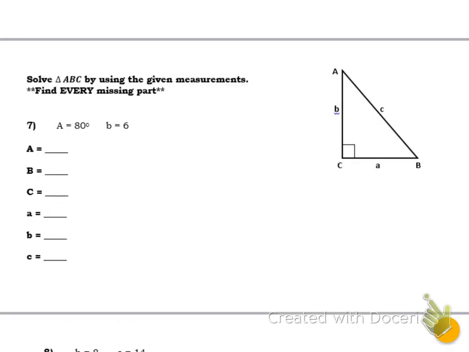Okay, finding a lot of missing things. So I know A is 80 degrees, so I'm going to fill in A is 80, and then I have B as 6. So I'm going to fill them in over here. A is 80, B is 6. My big C is 90 degrees. Okay, there are 180 degrees in a triangle, so if I add 80 plus 90, I get 170. I could take 180 minus 170, and I'll get my angle B, which is going to be 10.